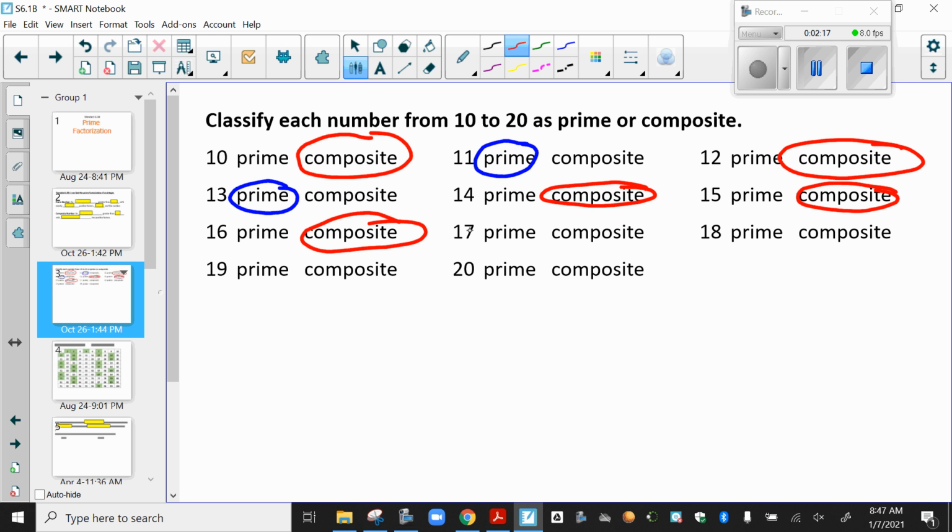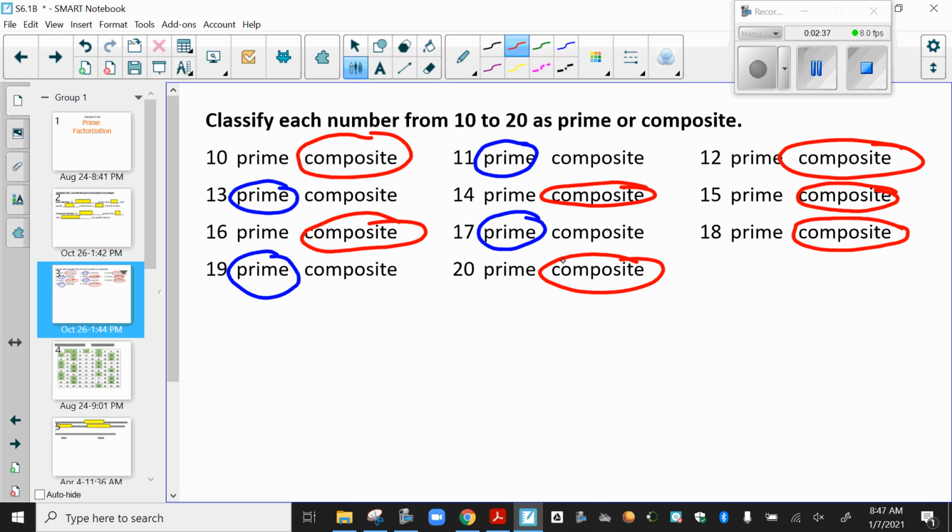17. 1 times 17 is 17. It's not divisible by 2. 7 plus 1 is 8. Not divisible by that. This one would be prime. Let's change colors. Prime. 18. 1 times 18. 2 times 9. That would be composite. 19. Prime. 20. Composite. All right.